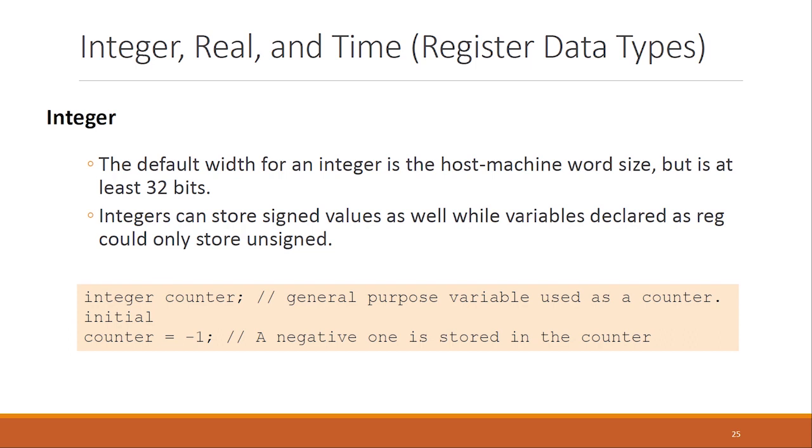Integer counter: there we are declaring an integer variable called counter, and we are assigning -1 to that counter next. So this initial keyword again appeared here, but since you don't know about that yet, you don't need to worry about it.